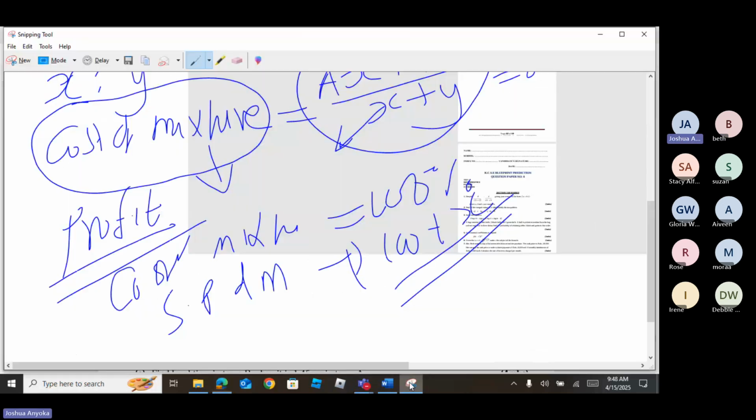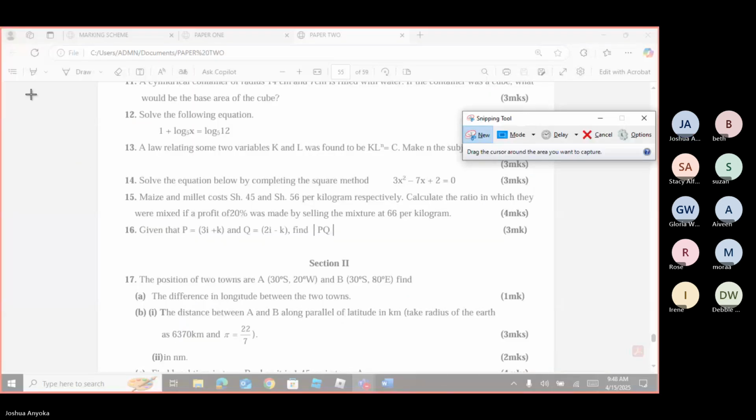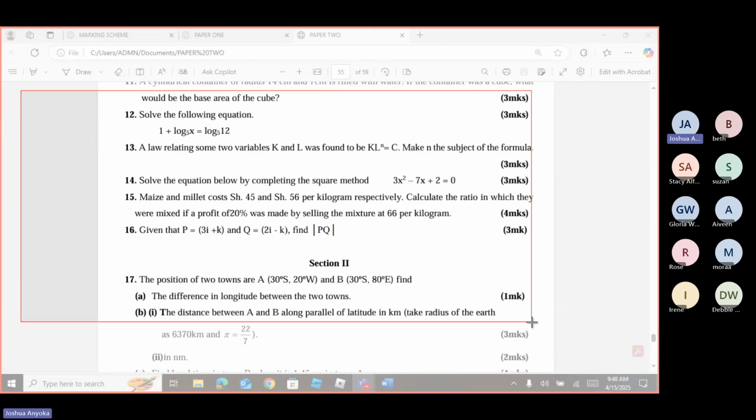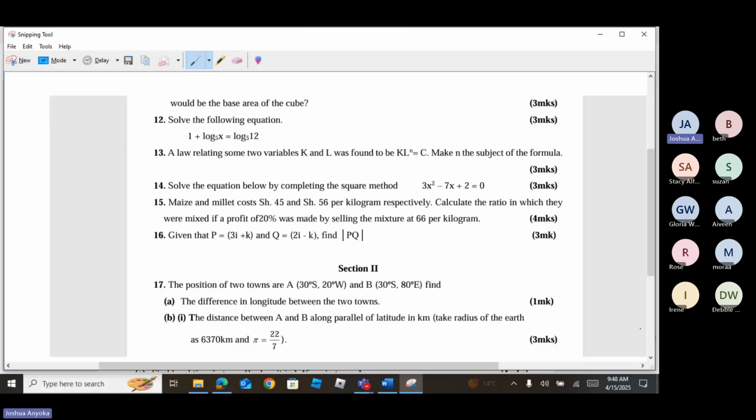Let's go direct and see how it will behave. So we have maize and millet costing 45 shillings and 56 shillings per kilogram respectively. Calculate the ratio in which they were mixed if a profit of 20% was made by selling the mixture at 66 per kilogram.